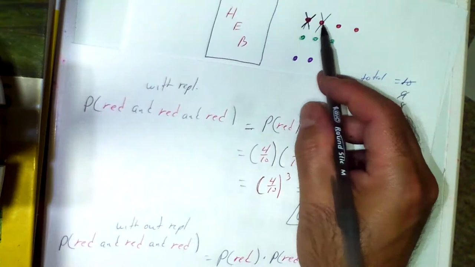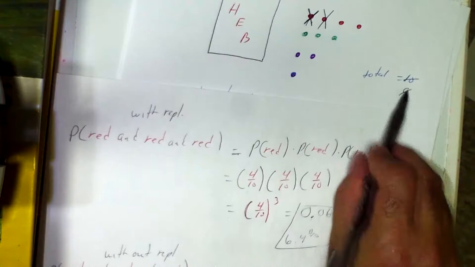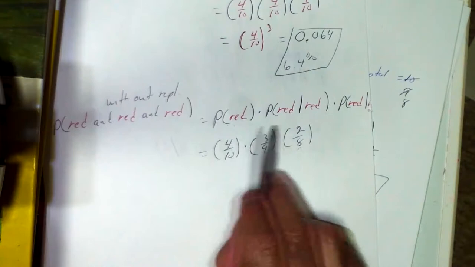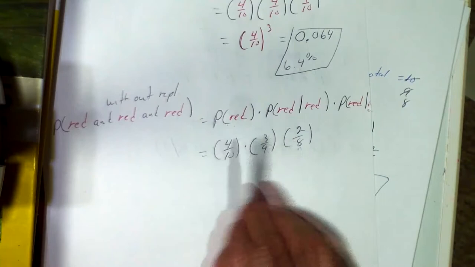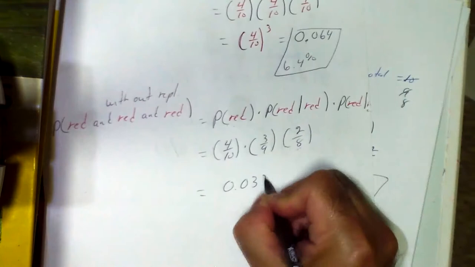Whereas on the other one that we did, with the red and green, you're taking one specific color out, but that does not affect the count of that marble. You're picking another different color. So that changes your total. So when you're choosing the same type of marble, not only does the denominator decrease, but the top also. Hint, hint. So if I multiply 4/10 times 3/9 times 2/8, I get 0.033 or 3.3%.